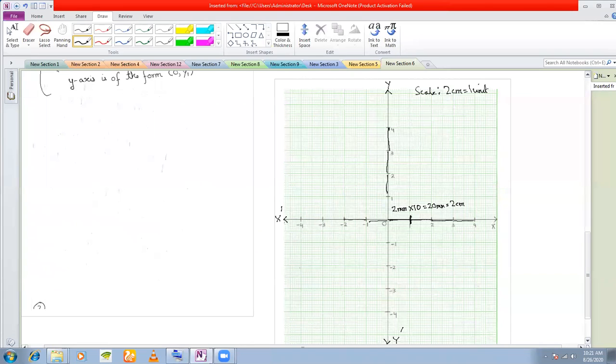Any question with the scale? No, sir. No question, sir. Now, the scale that you will take will depend on your question. If the question has very large coordinates, suppose you have a question like locate the point 8, 6. Suppose you want to locate the point 8, 6 on this graph. Can you locate? You cannot, because you have till 4 here.